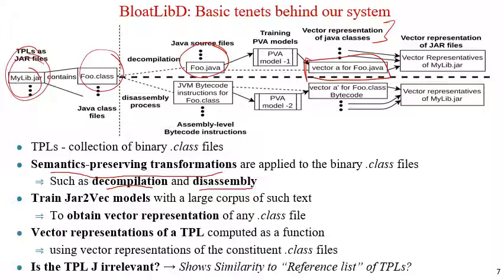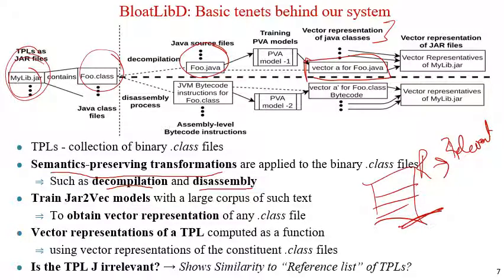Okay, and now how does this BloatLibD determine whether a particular third-party library is relevant or irrelevant? If I say relevant or irrelevant, I always mean that with respect to an application. So basically, it checks with the reference list of third-party libraries. It treats the libraries present in this reference list as relevant, and anything which is outside this reference list is treated as irrelevant. So that is the criteria used by BloatLibD.